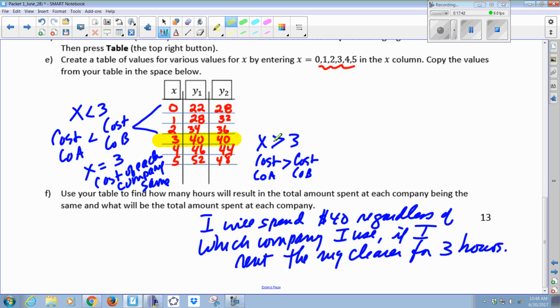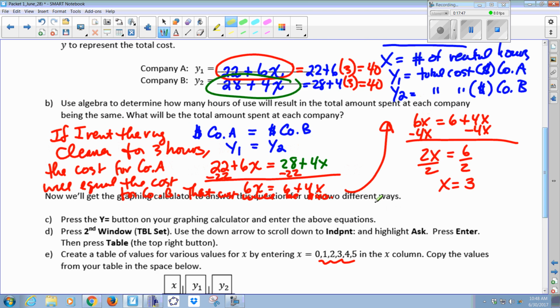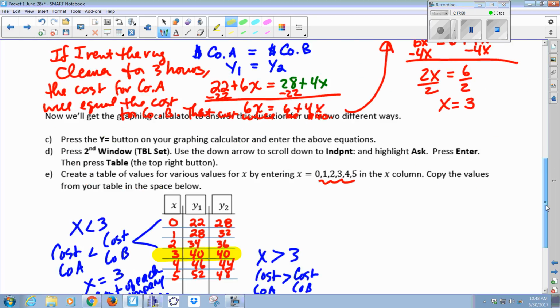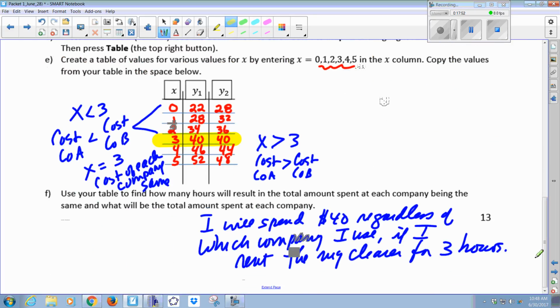So again, this is how you would use a table to find the exact same answer that you found up here with the algebra. Okay, so if we think a little bit ahead, we notice here that x is 3 and y1 is 40, and when x is 3, y2 is 40. So that should correspond to a point on each graph, right? (3, 40) is a point on y1, and (3, 40) is a point on the graph of y2. So thinking ahead, that should be where they intersect.